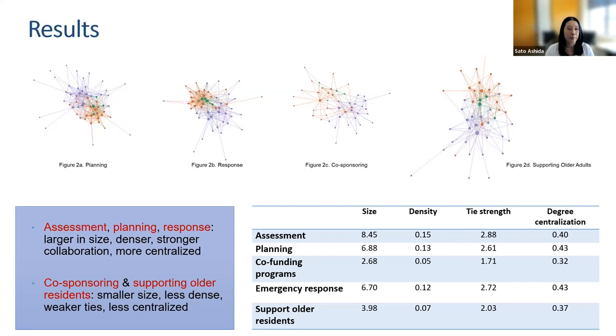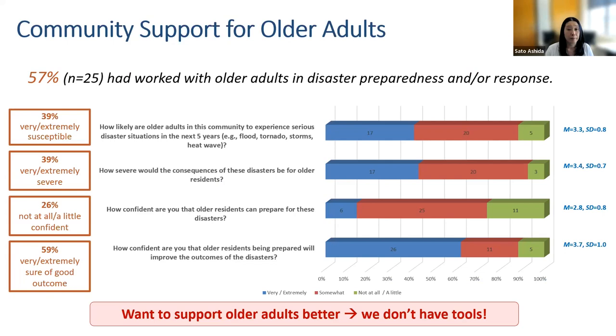We also asked about organizational representatives' perceptions about the vulnerability of older residents in their community. We used the same theory, so we asked about perceptions of susceptibility, self-efficacy, and response efficacy. Those reps generally felt that all the residents in the community are very susceptible and consequences can be very severe if they encounter disaster situations. They also felt that the outcome could be improved if the residents were prepared. However, they really didn't feel like all the adults could get prepared on their own without any support.